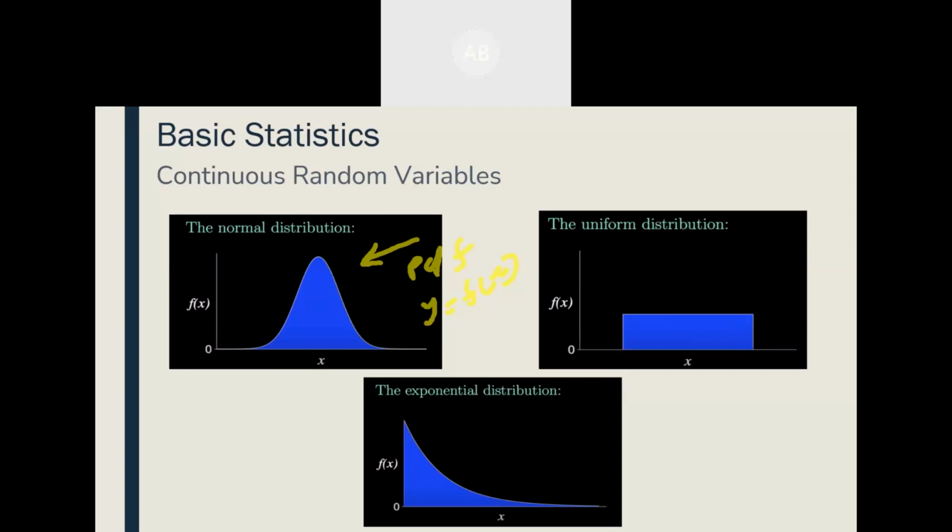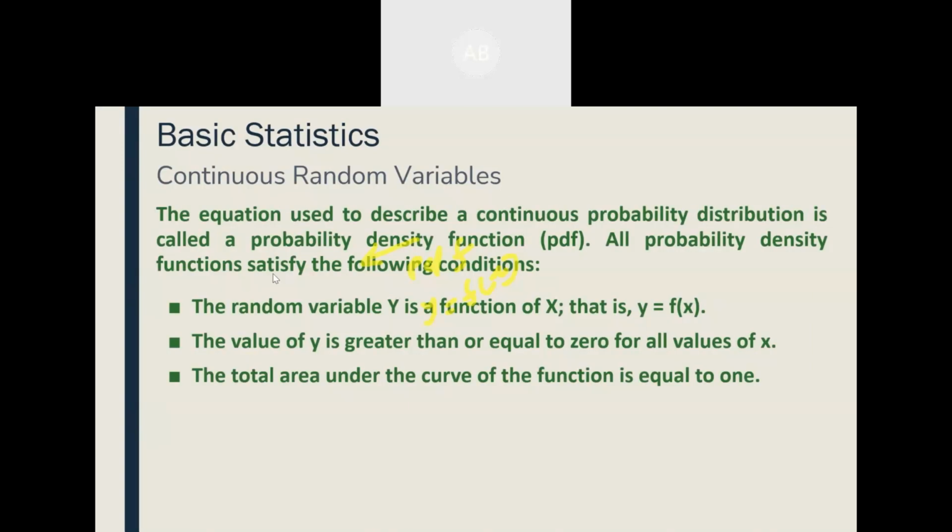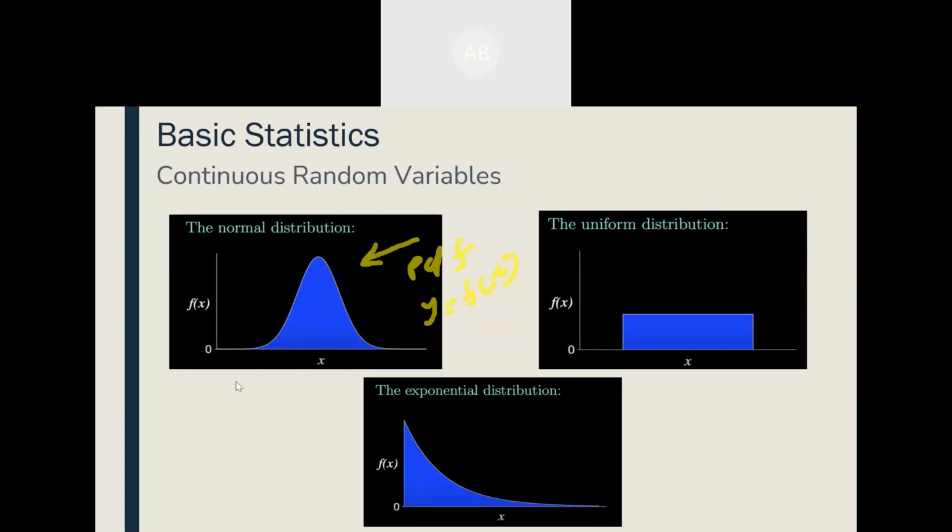So there are various different kinds of distribution, and you need to know what kind of distribution your data set actually falls into before you really go for analyzing it. Okay, so far we have known that the equation used to describe a continuous probability distribution is called the probability density function, or PDF. All probability density functions satisfy the following conditions. Number one, the random variable, or y in this case, is a function of x, that is y is equal to f(x), as you see here.